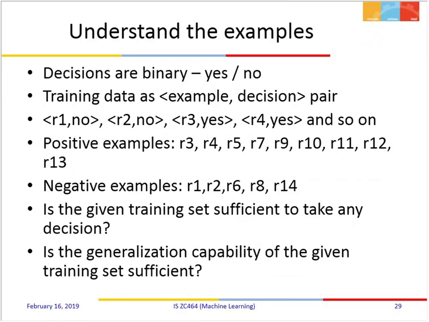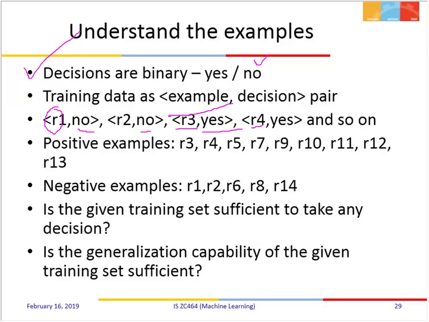So you have understood this example. Decisions are binary, yes or no. Then training data is to be seen as example and decision pair, where example has 4 attributes. R1 and no: R1 is one example which has its own values for 4 such attributes, and no is its decision. Similarly, R3 has a yes decision, R4 has a yes decision, and so on.